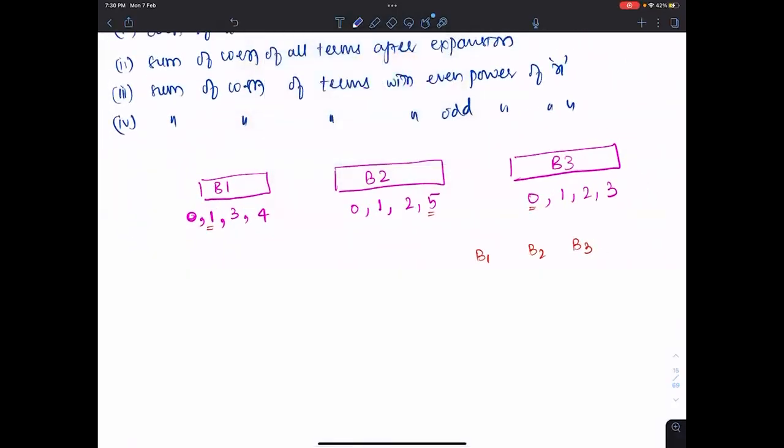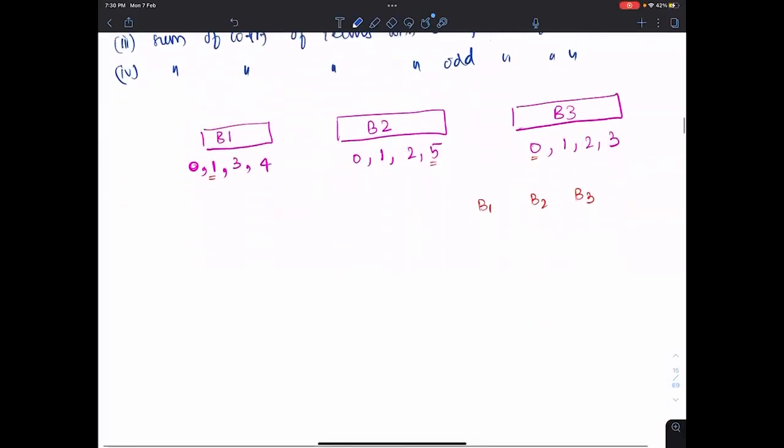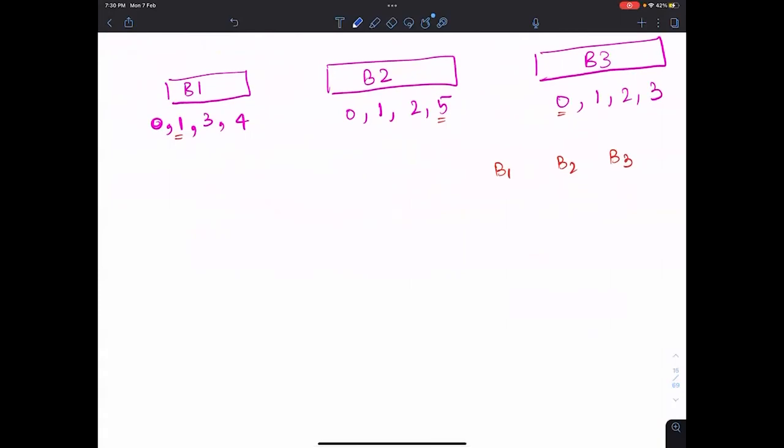Sometimes, see, this is a little difficult question. That's why it will be a little lengthy, but it's okay. You just do this question and some things will be clear. We need the coefficient of x power 6. If you do it randomly, you may miss something. So do it in order.